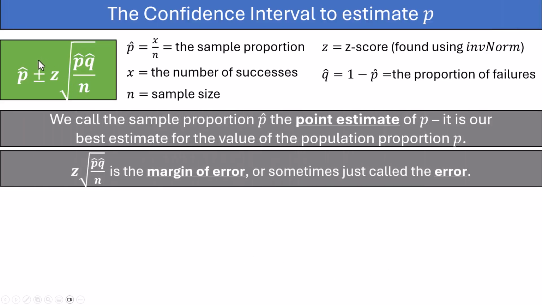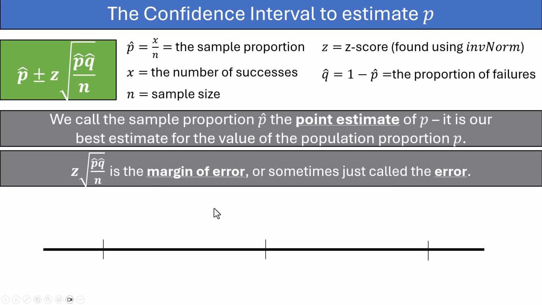Everything after the plus or minus is what we call the margin of error, sometimes just called the error. The margin of error is made up of two different parts. First, we have the z-score, which is sometimes called the confidence level multiplier, and then we have the square root of p hat q hat over n, which is called the standard error. The standard error is a measurement that represents, on average, how far the sample proportion will differ from the population proportion.